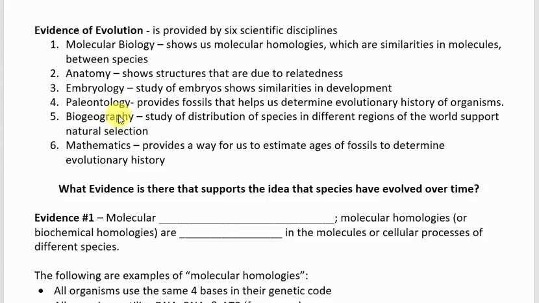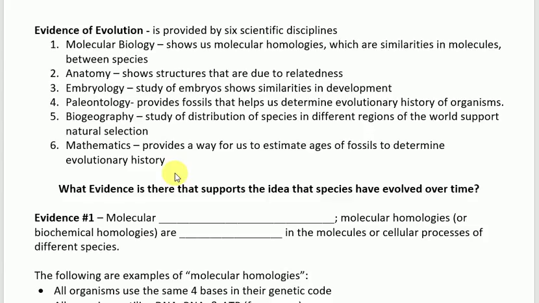So we're going to talk today about the evidence of evolution. And there are 6 scientific disciplines that you need to be familiar with. The first is molecular biology. So this shows us that there are molecular homologies, which are similarities in molecules between species.